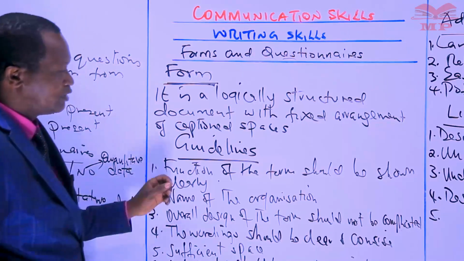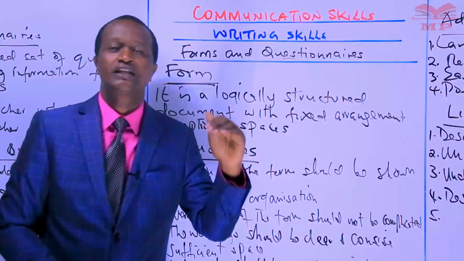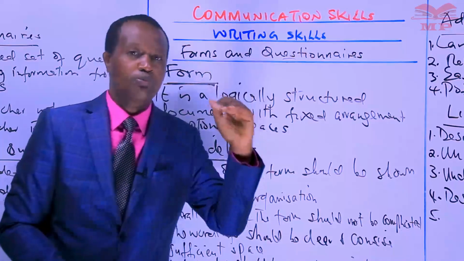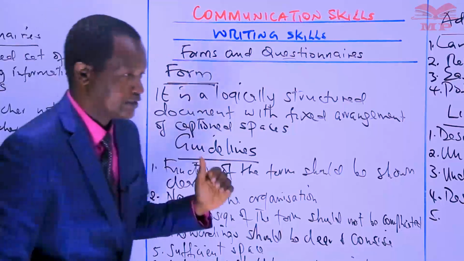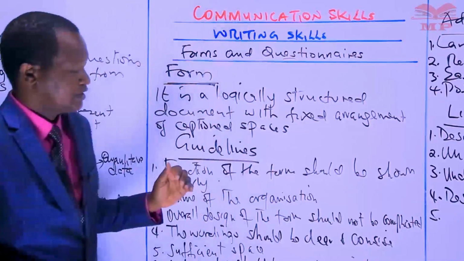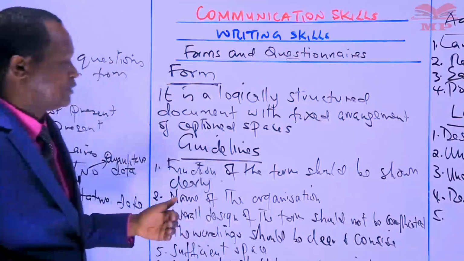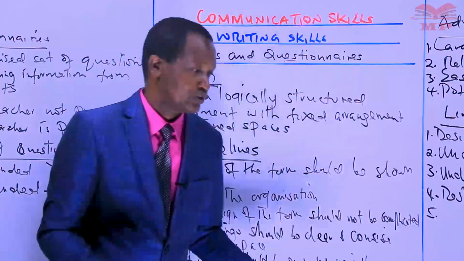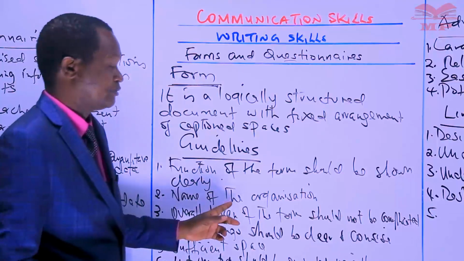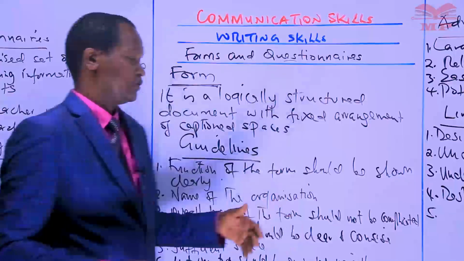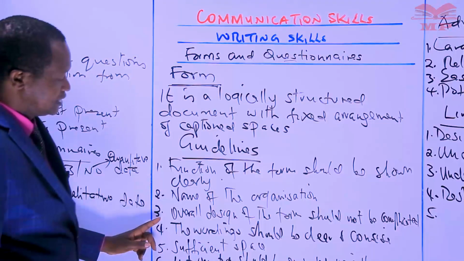Number two, you say that the name of the organization should be indicated on the form at the top. That is the case if the form is to be used externally. But if the form is used internally, then there may be no reason or need to have the name of the organization on the form.